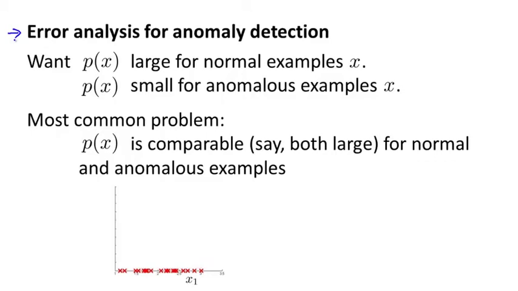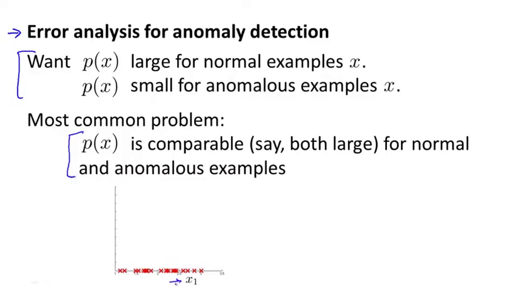So let's try to reason through an example of this process. In anomaly detection, we're hoping that P of x will be large for the normal examples and small for the anomalous examples. A pretty common problem would be if P of x is comparable, maybe both are large, for both the normal and the anomalous examples. Let's look at a specific example of that.